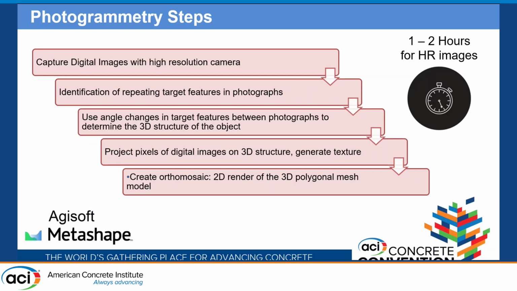And finally, as an additional step, if you are dealing with a planar surface, such as a slab, wall, rectangular columns, that sort of thing, you can then create an orthomosaic image, which is a 2D render of the 3D polygonal mesh model. For us folks at Olson, we use Agisoft Metashape for the image processing on a Windows PC with a fast processor. And typically for high-resolution images, it takes about 1 to 2 hours to process. And again, obviously, this depends on the size of your object or surface.